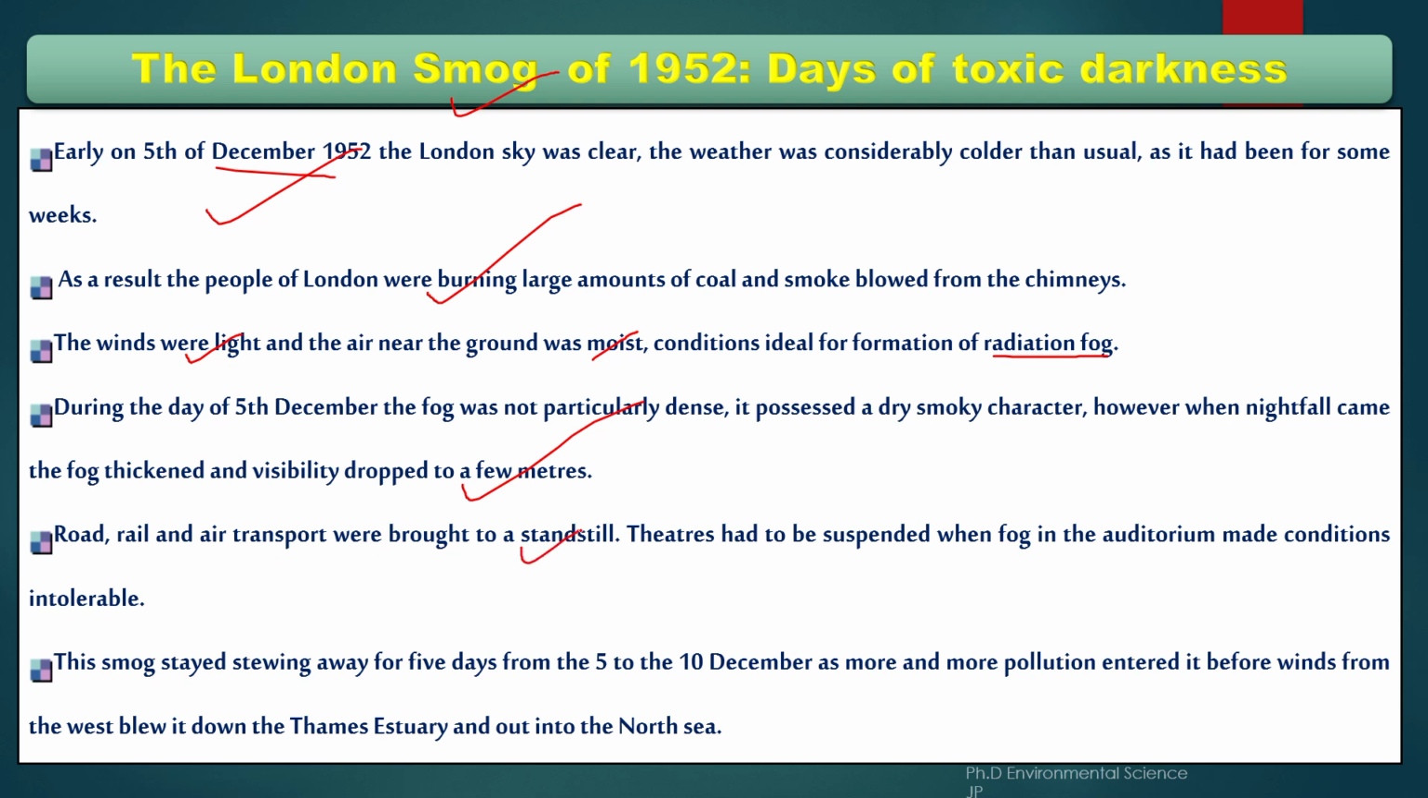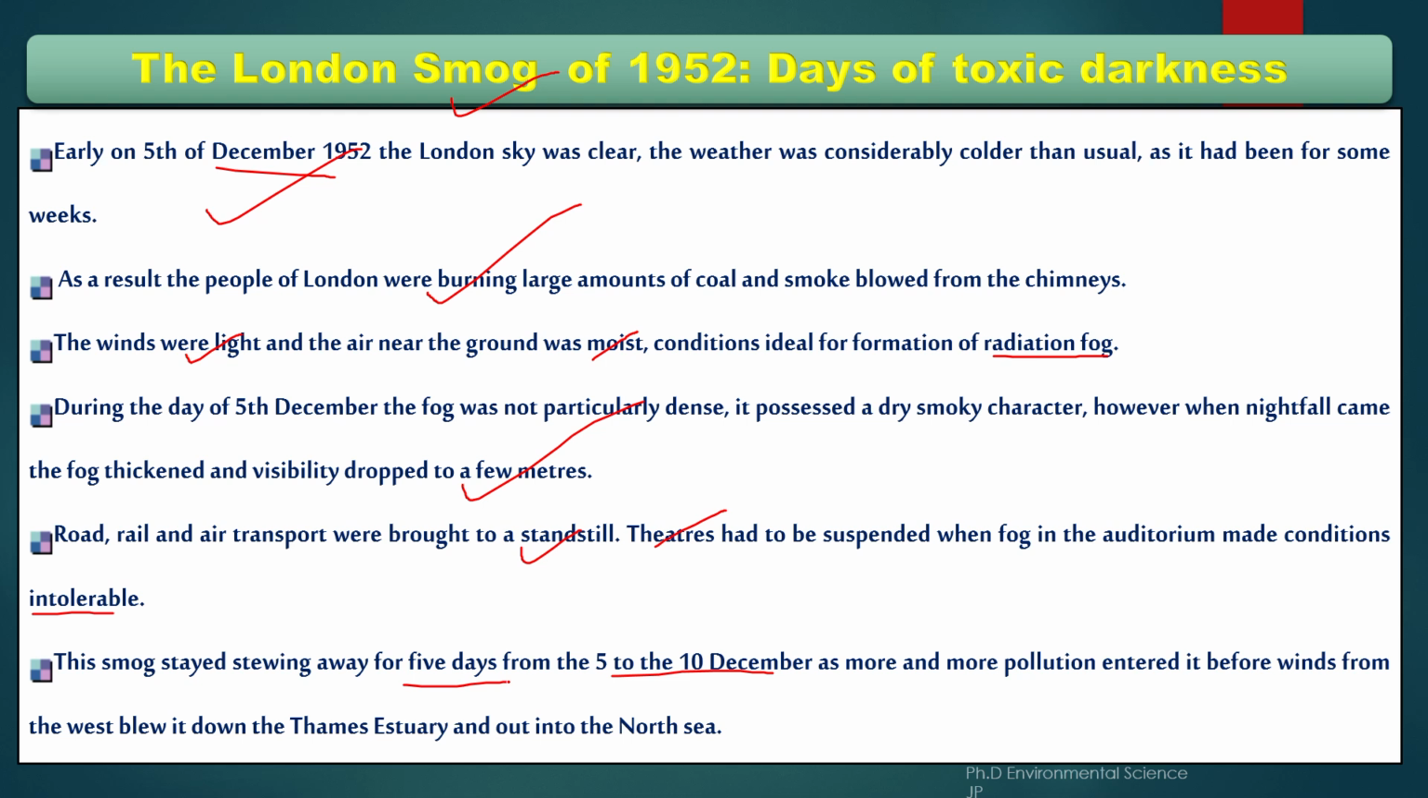Visibility was so poor that it was not safe to travel, leading to widespread disruptions, and the smog even penetrated indoor spaces like theaters, causing performances to be suspended as conditions became unbearable for audiences and performers. This smog persisted from 5th to 10th December, growing denser as more pollution was added each day.